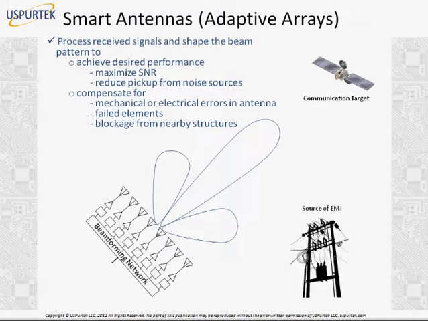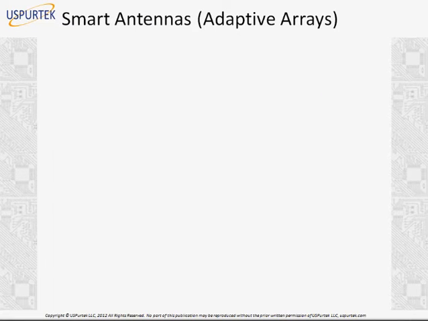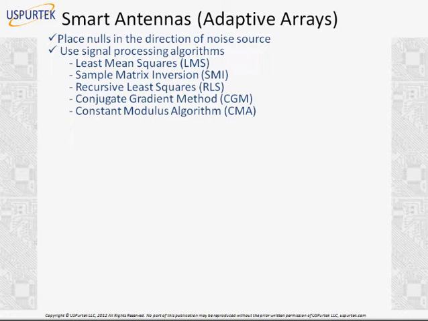And it can even be used to compensate for mechanical or electrical errors in the antennas, failed elements, blockage from nearby structures, or even if we have sources of electromagnetic interference, we could steer the beam away from the source of EMI, as we see in the next slide. So what happens here?